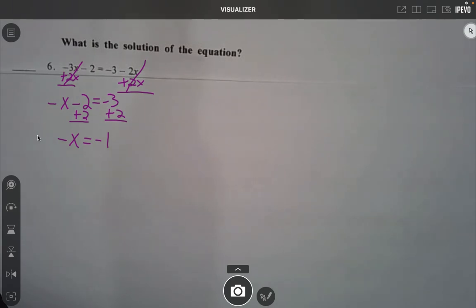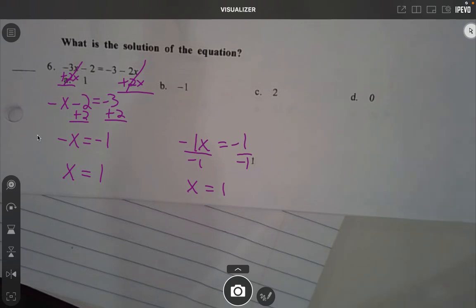So think of it 2 ways. The way I do it, I'm just going to change it to the opposite. If I change that to the opposite, what do I do to that? Change it to the opposite. Or some of you like to do it this way: divide by negative 1. So x equals 1. Either way, it's the same thing. Number 6 is A.